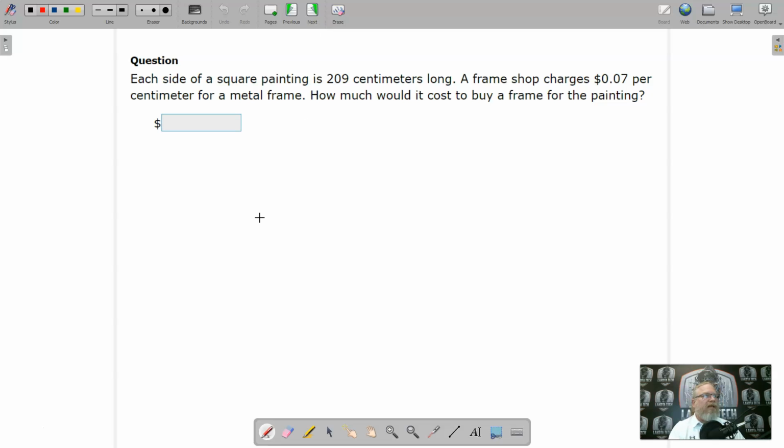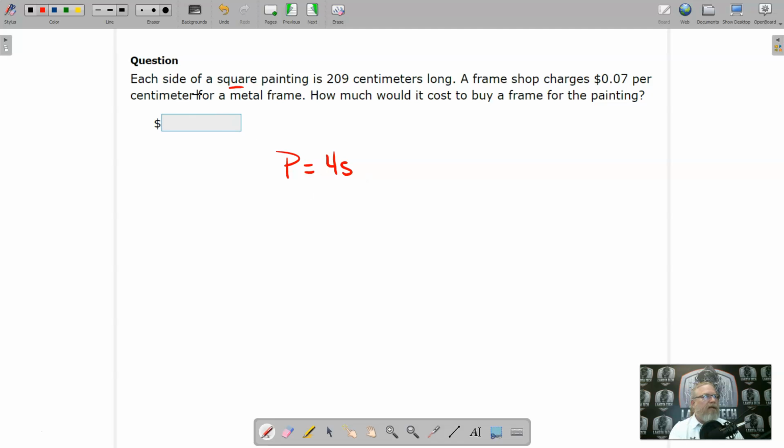Next question. Each side of a square painting is 209 centimeters long. A frame shop charges 7 cents per centimeter for a metal frame. How much would it cost to buy a frame for the painting? So in this case, we know that it's square, so we know they're all four the same length. We're wanting a distance around the outside, right? And notice there's nothing about square in here, area. So at that rate, we know that perimeter is equal to 4 times the length of a side for a square, and this is indeed a square.